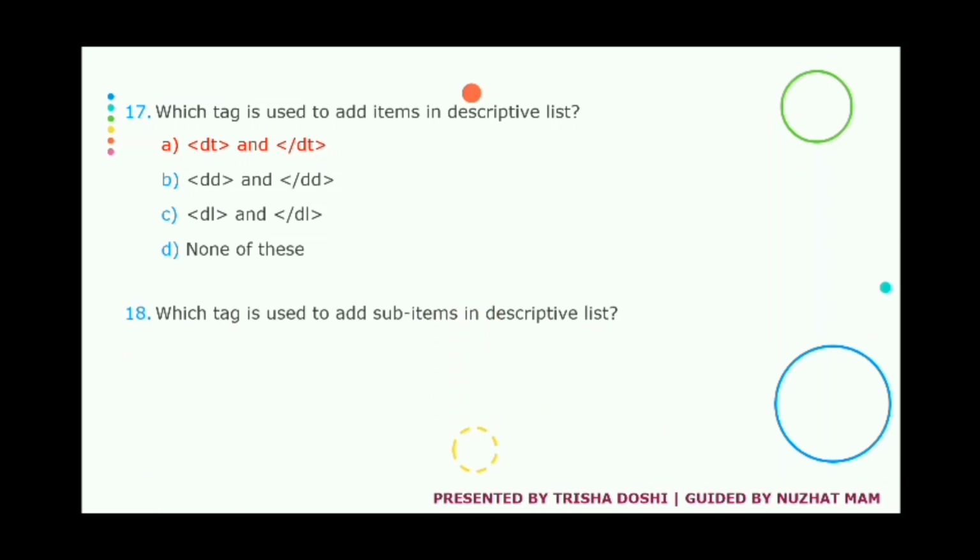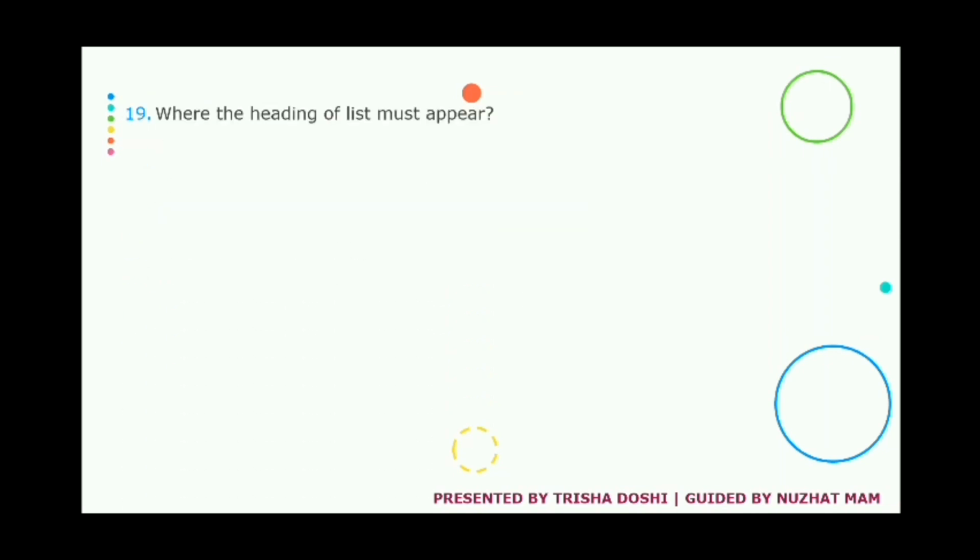Question 18. Which tag is used to add sub-items in descriptive list? A. DT tag pair, B. DD tag pair, C. DL tag pair, D. None of this. The correct answer is B. DD tag pair.